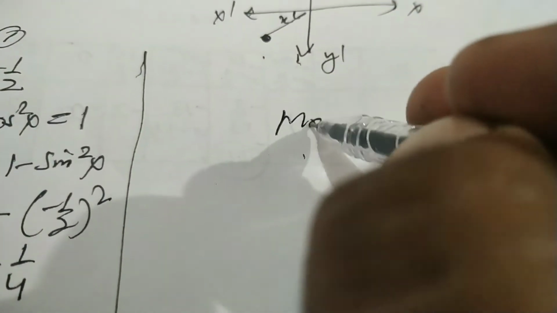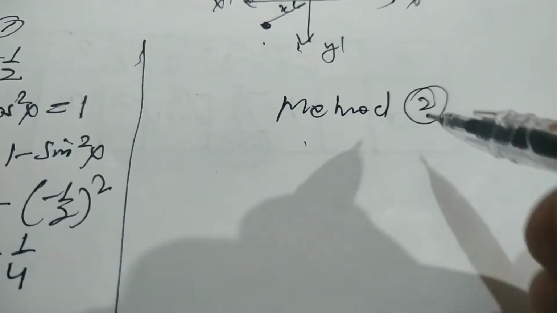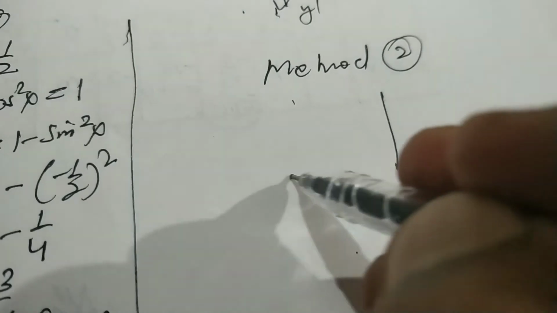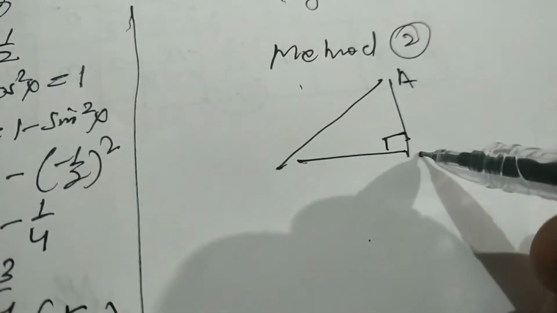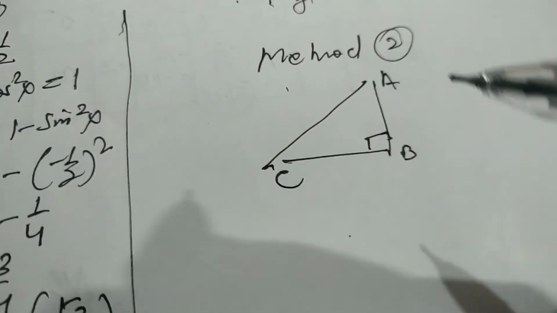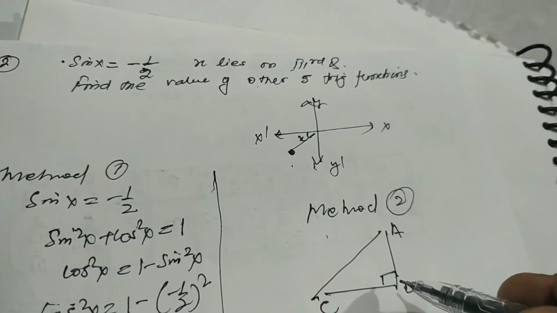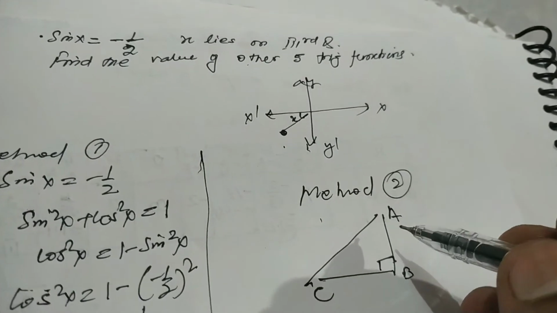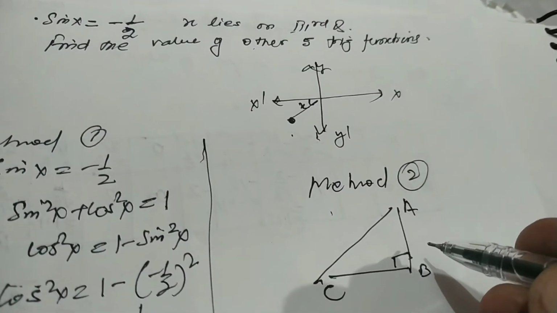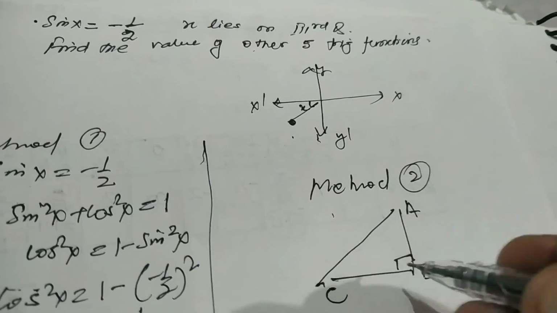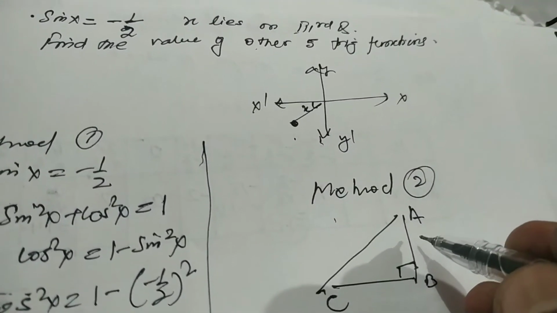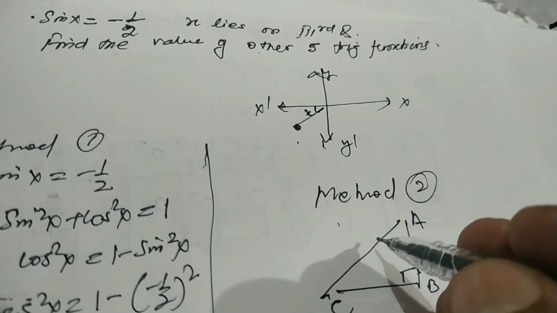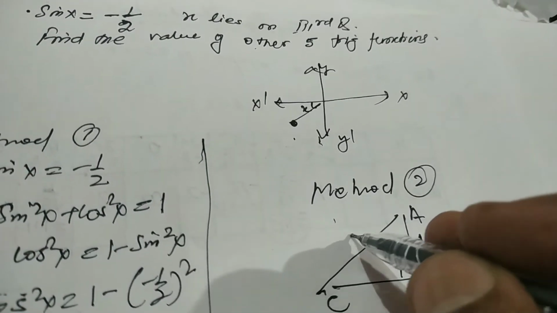Okay, see method number 2. Method number 2, just draw a triangle. This is a right angle triangle, like this is A, B and C, and B is the right angle, 90 degrees. We eliminate the negative signs, since the lengths of the sides of the triangle must be positive. So that is 1 upon 2.